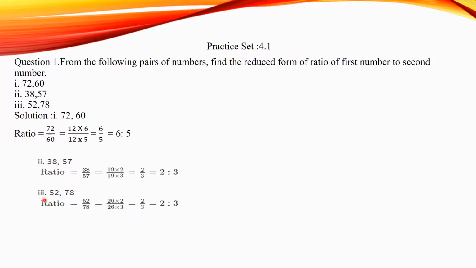Third question, 52, 78. So the ratio can be written as 52 upon 78. 26 is the common factor when we factorize. So 52 can be written as 26 multiplied by 2 and 78 as 26 multiplied by 3. So cancelling 26 from numerator and denominator, we get 2 upon 3. The ratio is 2 is to 3.